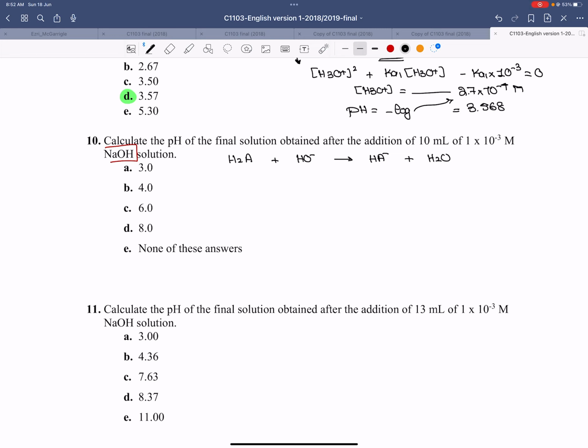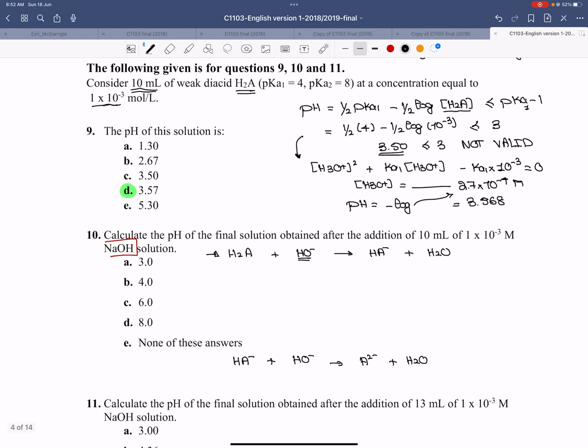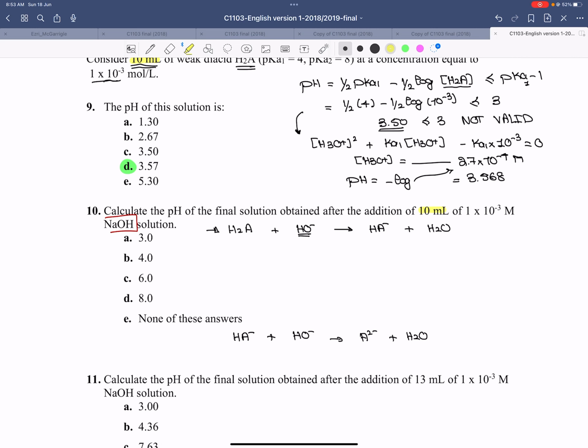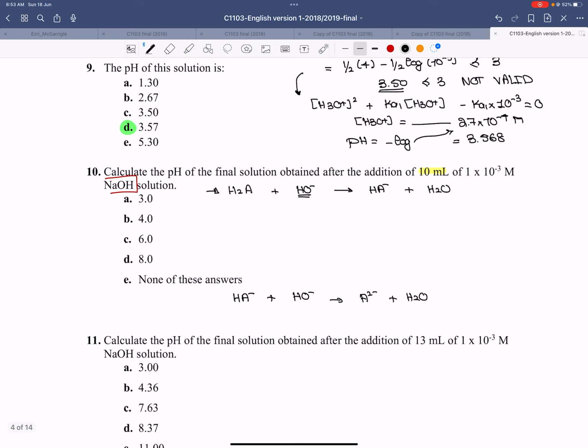And whether you continue to the second reaction, which is basically HA minus plus HO minus giving A2 minus and H2O, is dictated by the amount of HO minus left after this reaction is finished. And pay attention to something else. Initially, you had 10 milliliters of the initial solution and you added to it 10 milliliters of the NaOH. Your volume has changed. Since the volume has changed, you either have to calculate the new concentration or work with millimole. Let's work with millimole.